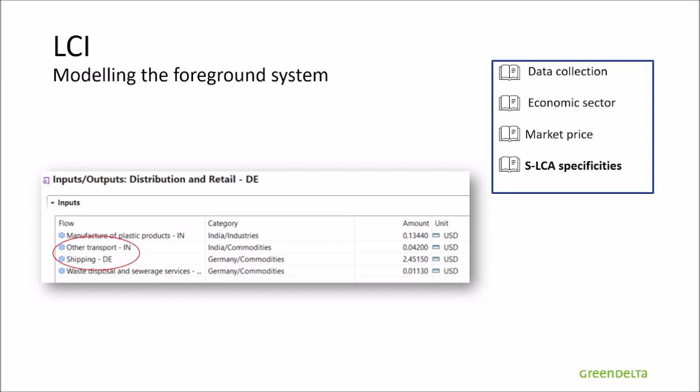Theoretically, the country responsible for the transport is the country that owns the means of transport. However, in practice, the person carrying out the study should try to find the most representative journey based on the sectors and data available from PSILCA. This is what I tried to do here.